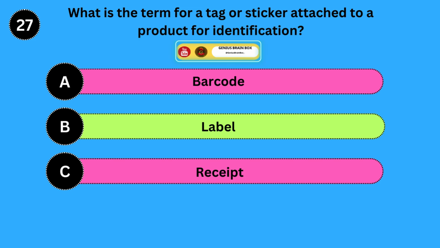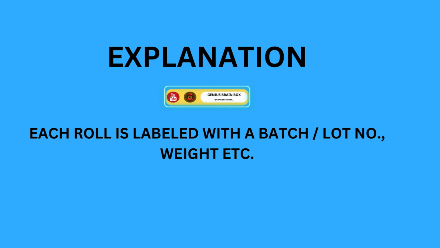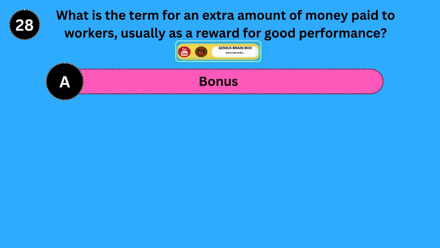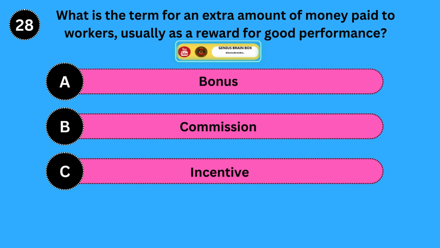Explanation. Each roll is labeled with a batch, lot number, weight, etc. What is the term for an extra amount of money paid to workers, usually as a reward for good performance?